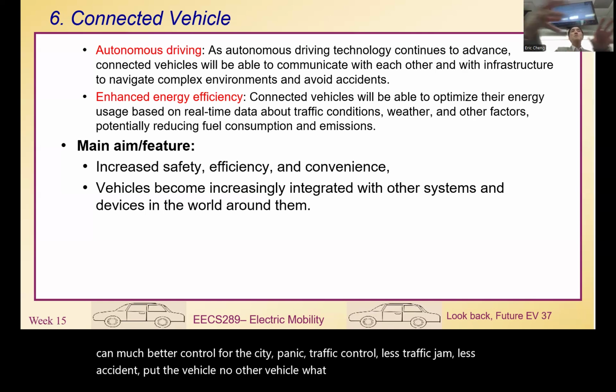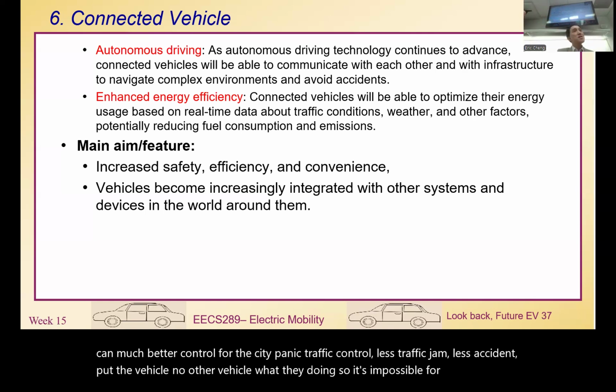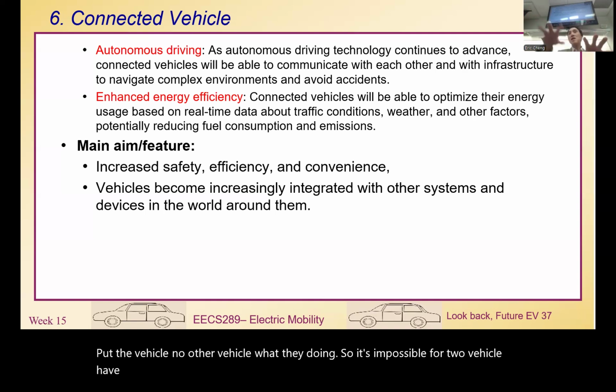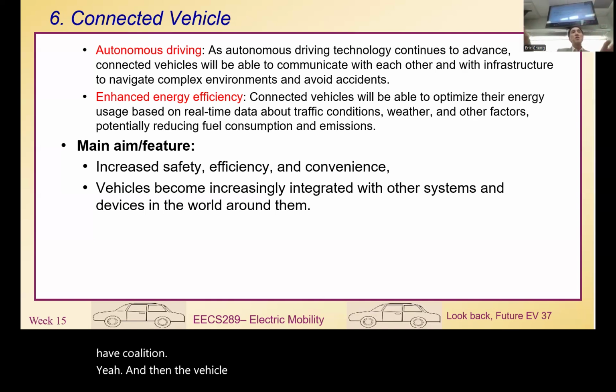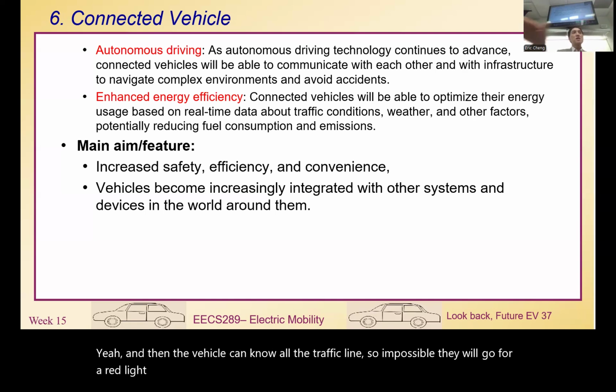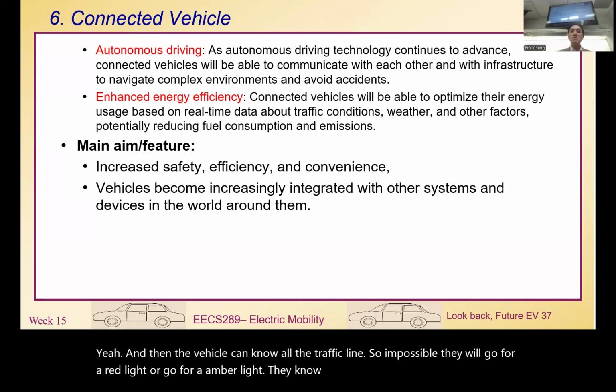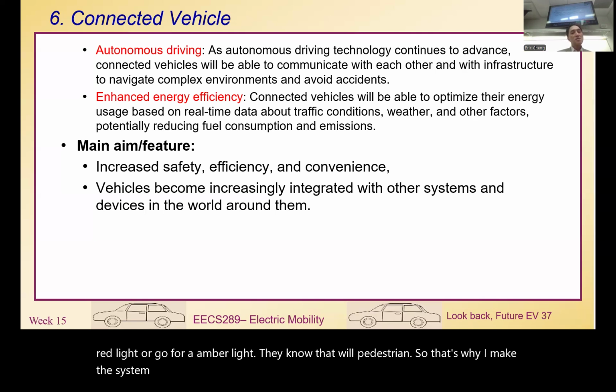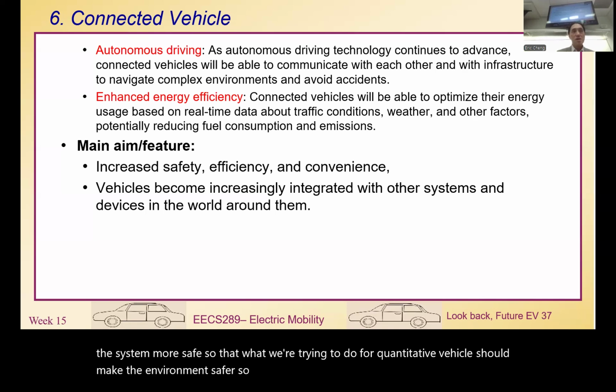So it's impossible for two vehicles to have a collision. And the vehicle can know all the traffic lights, so it's impossible that they will go through a red light or an amber light, and they know about pedestrians. That's why it makes the system safer. That's what we're trying to do for connected vehicles, to make the environment safer. All the vehicles should not stand alone, they're connected.